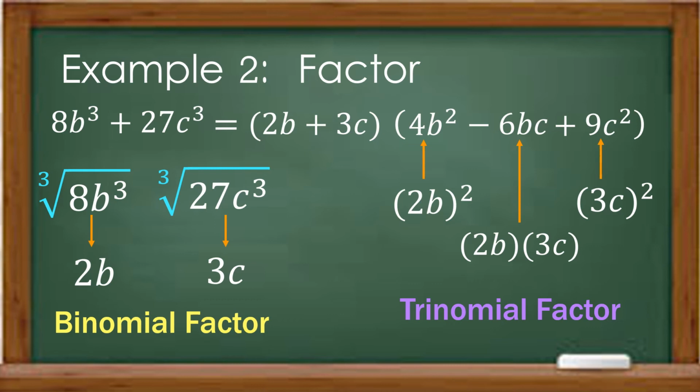So therefore, the factors of 8b cubed plus 27c cubed are 2b plus 3c times the quantity 4b squared minus 6bc plus 9c squared.